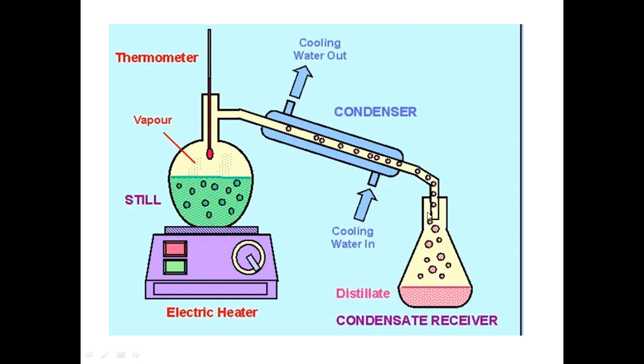Next is the receiving flask. The receiving flask is most important, a flat bottomed flask. This is the receiving flask that receives the condensed vapor from the condenser. And the condensed vapor here is called the distillate. So the water component of this mixture is received here as the distillate. So this is a very simple setup for, say, simple distillation.